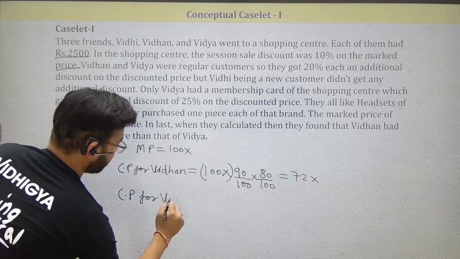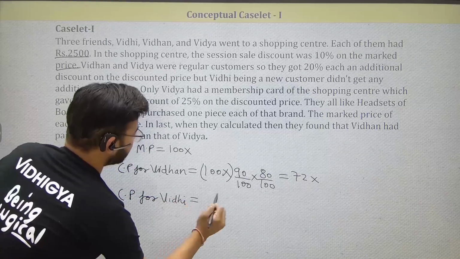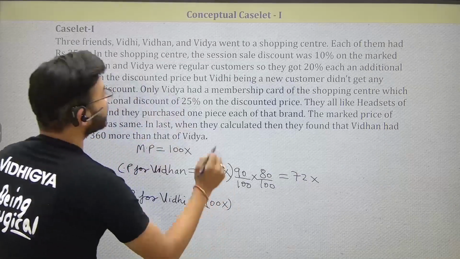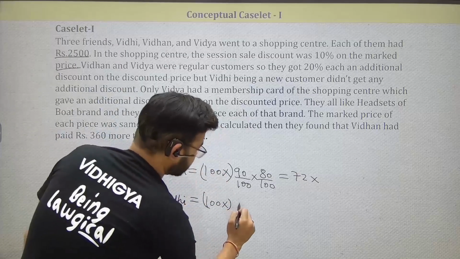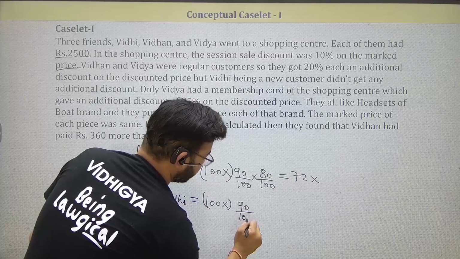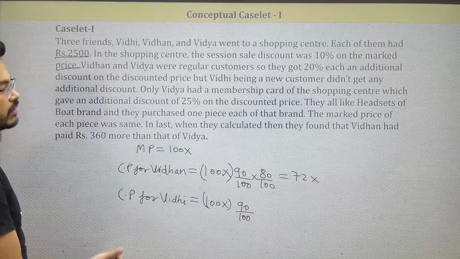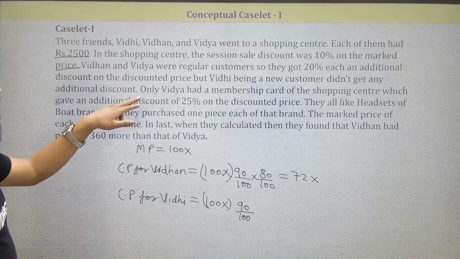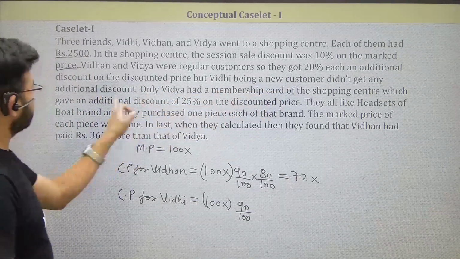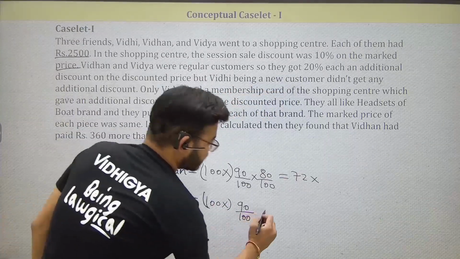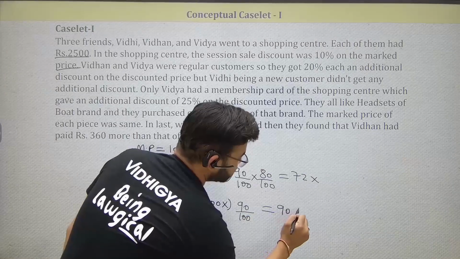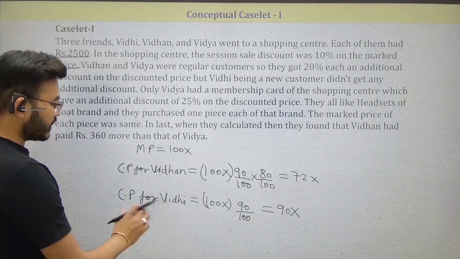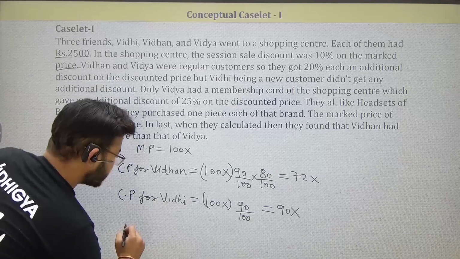Similarly, cost price for Vidhi. The mark price is 100x and she's getting a 10% discount. That means 90 by 100 is the selling price, or cost price for Vidhi. Being a new customer, Vidhi didn't get any additional discount. So this is the only discount that she got. So for her, the cost of the headphones will be 90x.